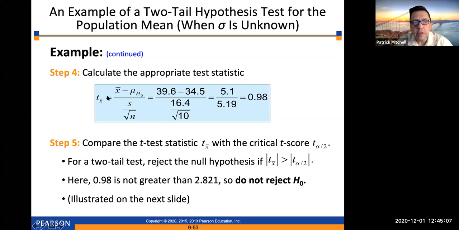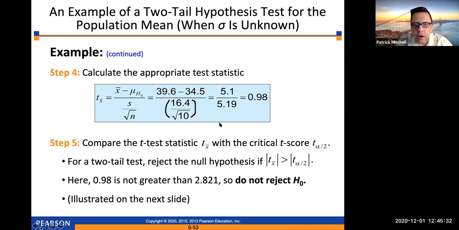All right, so here is the calculated test statistic, 39.6 minus 34.5 divided by 16.4 over the square root of 10. Don't forget, when you put this in the calculator, to put parentheses around that quotient on the bottom. So that comes out to 0.98.